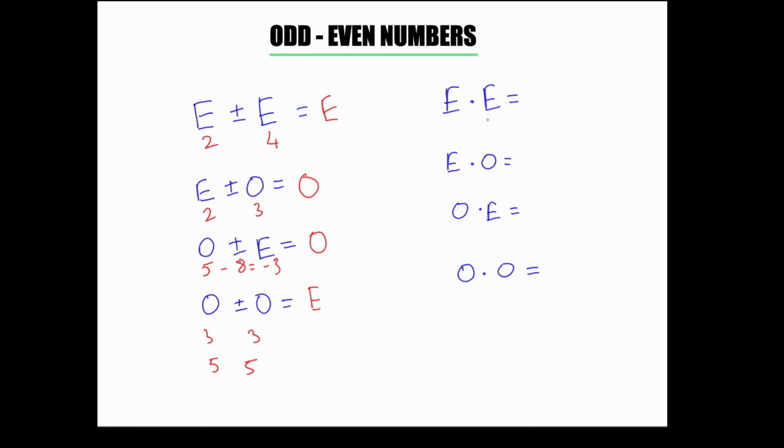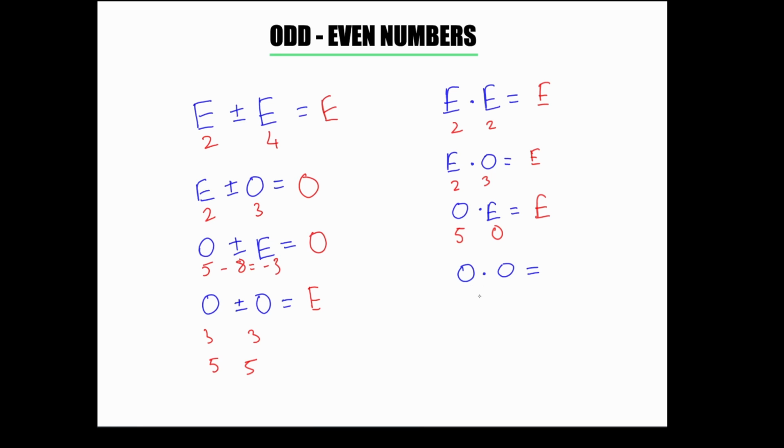Even times even. So 2 times 2 is 4. It would give us an even number. Even times odd. 2 times 3 would give us 6. It's an even number. Let's try some different numbers. 5 and let's try 0, because 0 also is an even number, because you can divide 0 by 2, which would give you 0. So 5 times 0 is 0. It's also an even number.